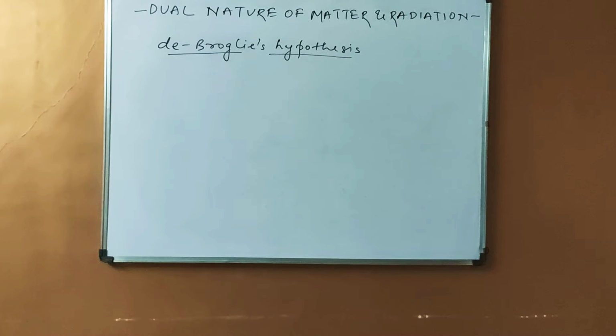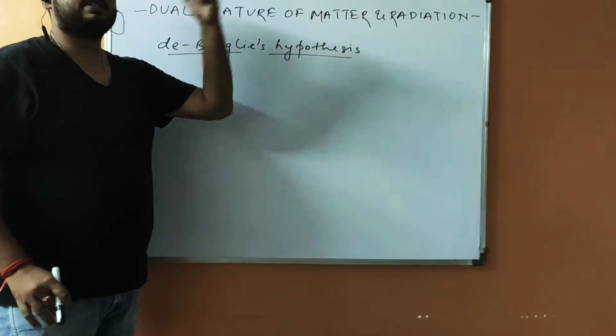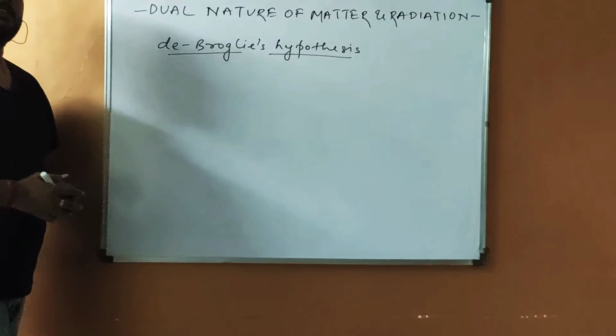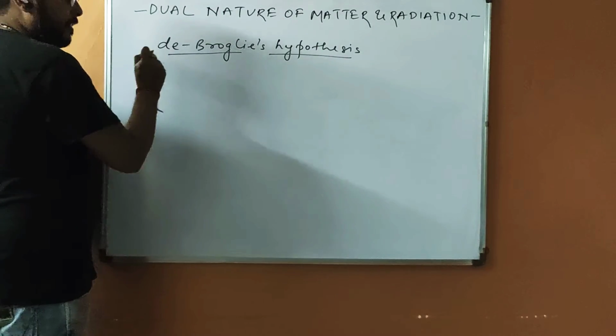Okay, so welcome everyone to the class. Today's topic that we are going to discuss is de Broglie's hypothesis in dual nature of matter and radiation. So what is de Broglie's hypothesis? First we will look at the statement.